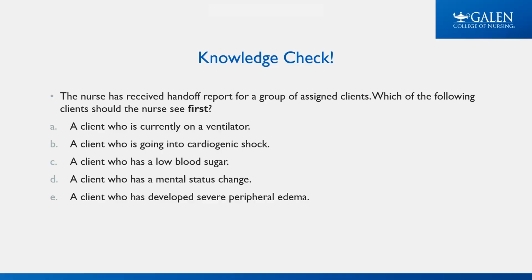You would also see severe peripheral edema, low blood sugar. All of those are pretty bad. Honestly, though, if it was me answering the question, I would pick cardiogenic shock over all of them. And then, of course, mental status change.